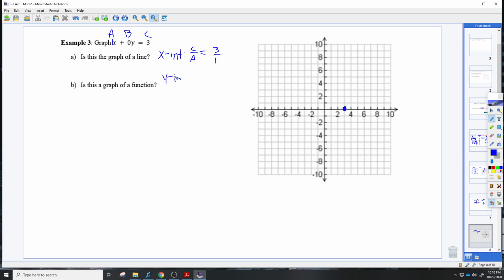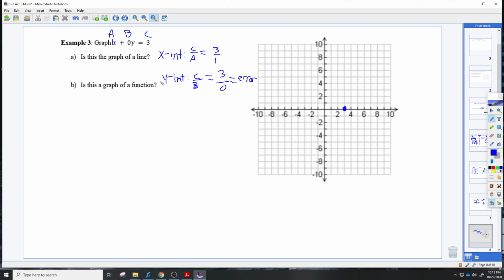Y-intercept is c over b, and that's going to be 3 over 0. Wait, so what's that? Can't have 0 in the denominator. Remember, this is one of those times where you get an error or undefined in the calculator. So you actually can't graph that.